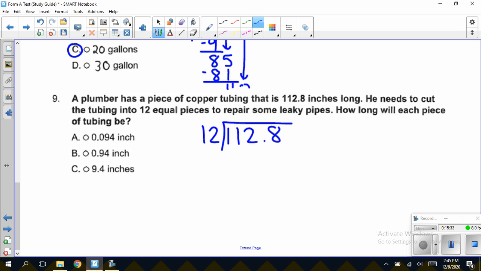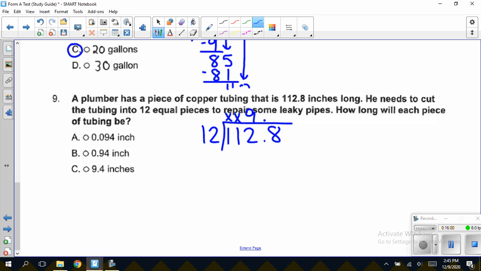So I am going to bring my decimal straight up since my divisor is a whole number. Now I'm going to continue solving as I have two whole numbers. So 12 doesn't go into 1 or 11. So especially if you have multiple choice answers, you can look at your answer choices and you easily see that 12 can go into 112 9 times. 9 is the very first digit that they have listed for all three of those choices.